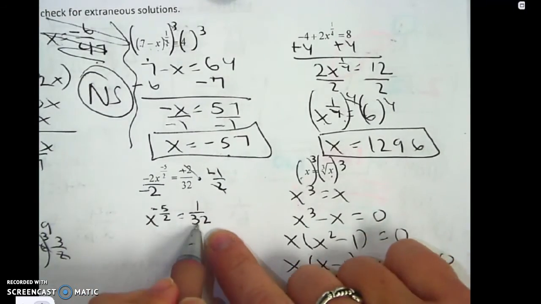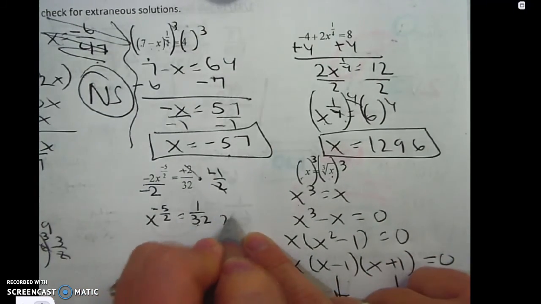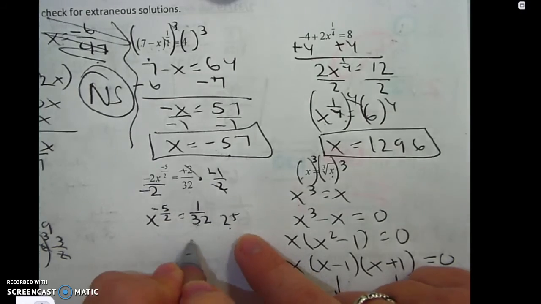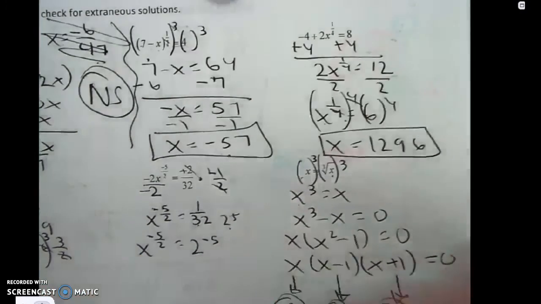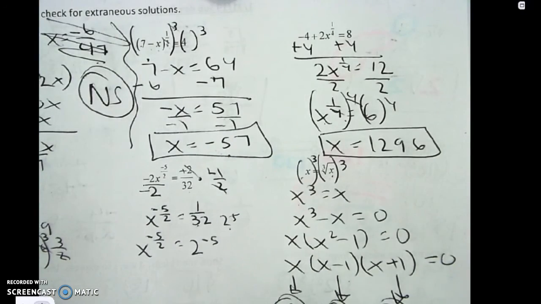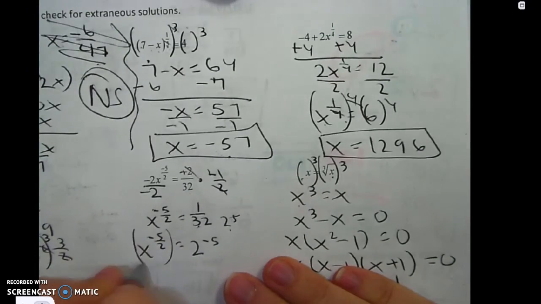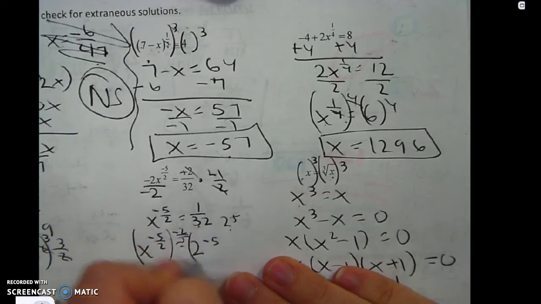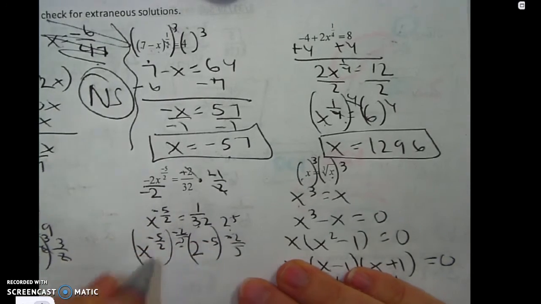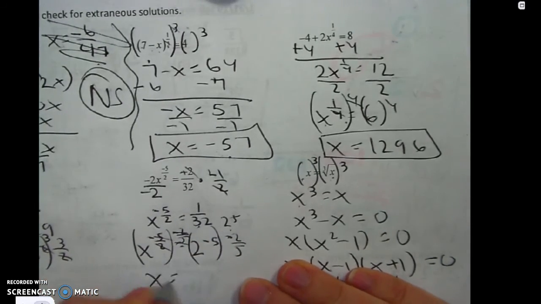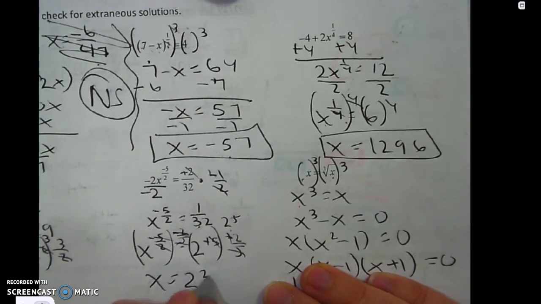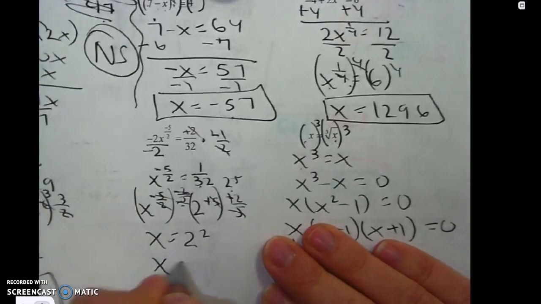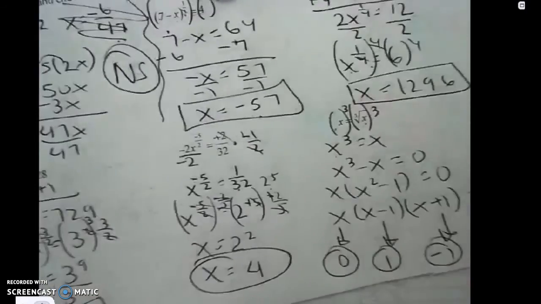I don't like that that's a fraction. 32 is 2 to the 5th, but it's down. I'll move it up. Okay. So I'm going to multiply both sides by negative 2/5 to get rid of the fraction. Bye-bye. x equals negative and a negative, positive. The 5's are gone. 2 squared. 2 squared is 4.